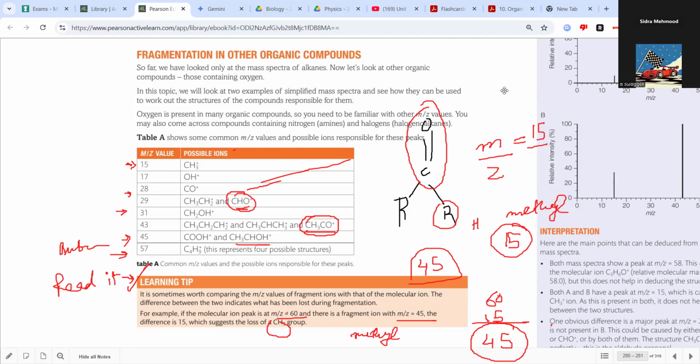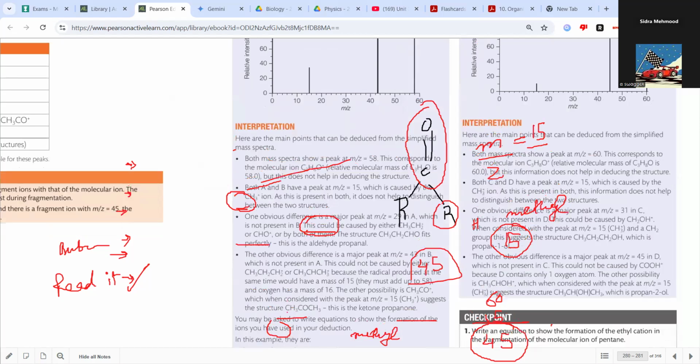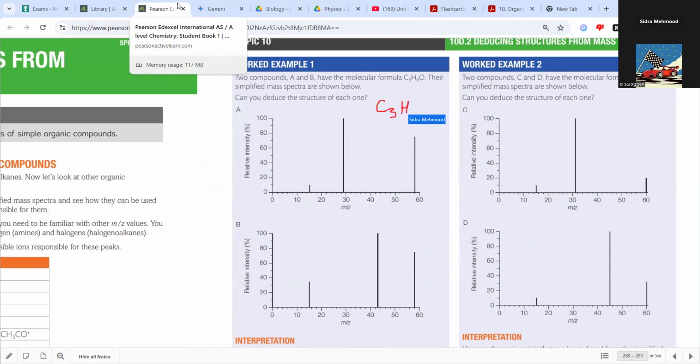Let's go towards this blue part, the interpretation part, the examples. Delete all of this. Okay. So we have two compounds, A and B, and they have the molecular formula C3H6O. This is their mass spectra. And now we have to deduce which compound it is. Firstly, when it goes to the mass spectrometer, it gets ionized and we will get C3H6O positive. Okay. The furthest peak is this one. Firstly, we will observe the peak which is furthest. So this peak is furthest and its value is 58. Okay.